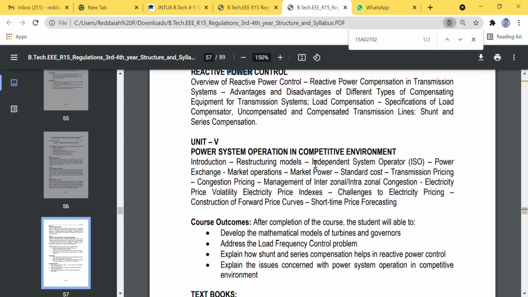Unit 5 is power system operation in competitive environment. Some models, independent system operator, power exchange, market operations, according to market cost, how to use, all this will be the unit 5.